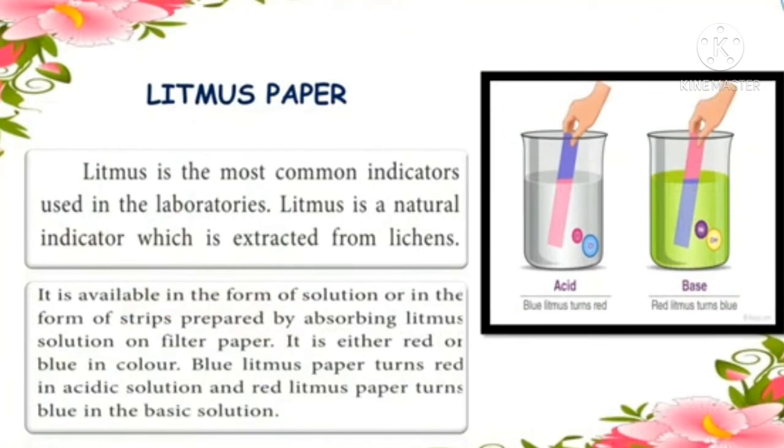Next, litmus paper. Litmus is the most common indicator used in laboratories. Litmus is a natural indicator which is extracted from lichens. It is available in the form of solution or in the form of strips prepared by absorbing litmus solution on filter paper. It is either red or blue in color. Blue litmus paper turns red in acidic solution and red litmus paper turns blue in basic solution.